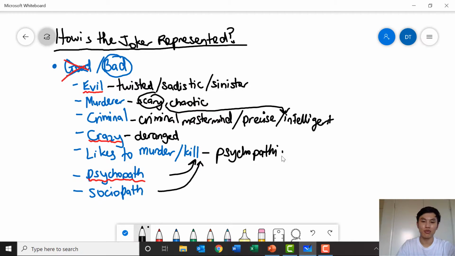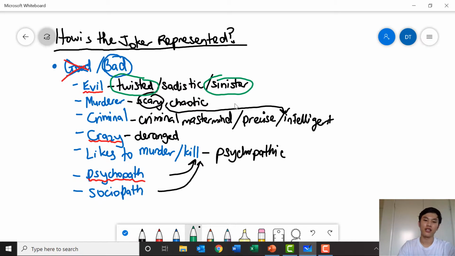So the whole point is we start from something very basic, which is good or bad, and then we start to become more specific in terms of how we describe the Joker as represented. And once we have a good range of descriptors or phrases that we want to say the Joker is represented as in the scene, we can go across and say, which one's our favorite? Which one do we want to write about? Which one do you feel is most strongly associated with the Joker, in your opinion? For me, I like twisted and sinister.